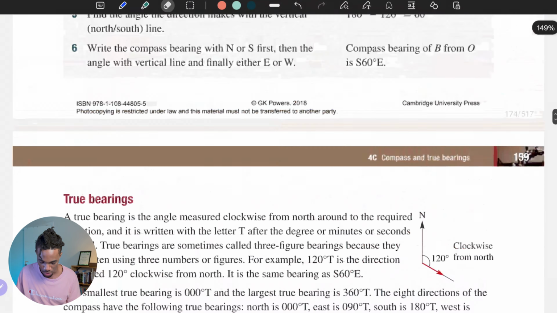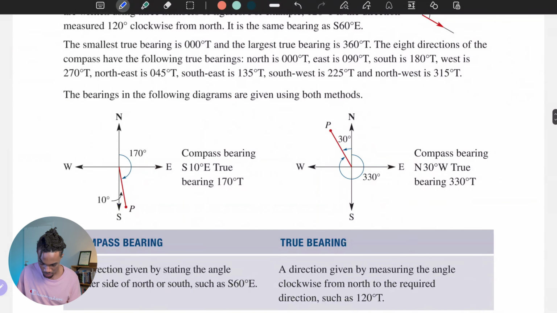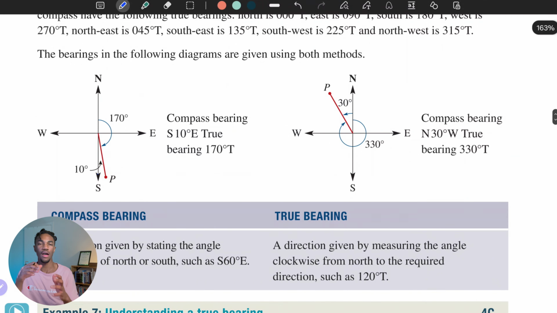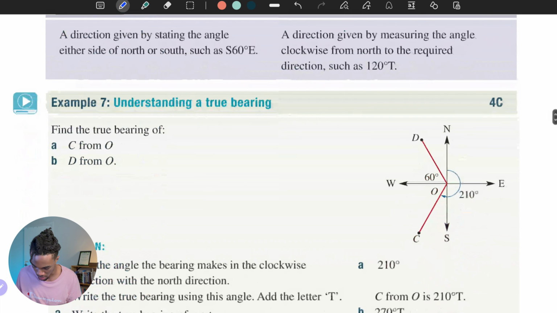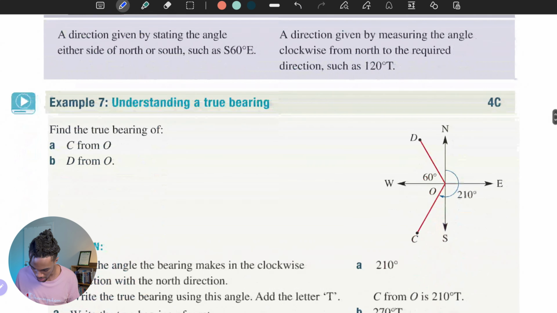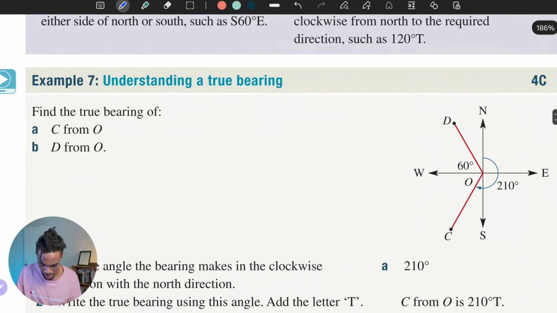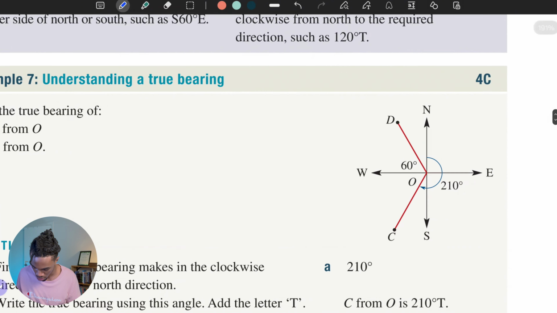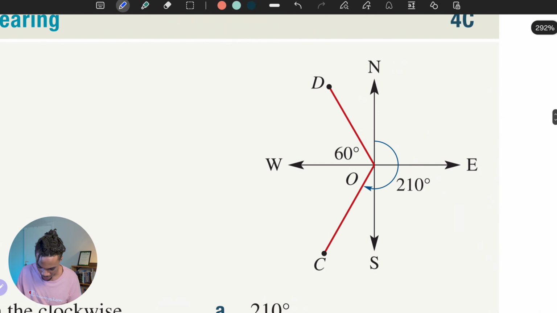Now we've got true bearings. True bearings are just how far away from north you are. Not which quadrant it is, just how far away from north it is. So if we have a look at these, what is the bearing of C from O? If we know this is 120 degrees, then we're just going to say it's 120 degrees away from north.